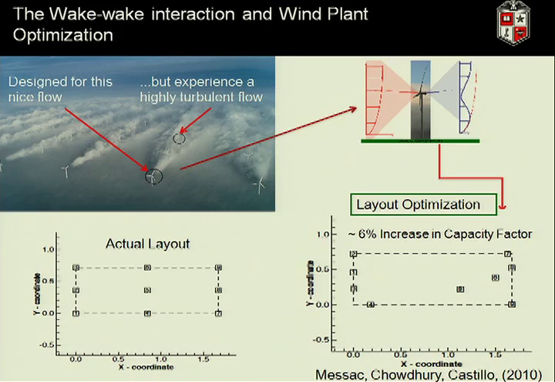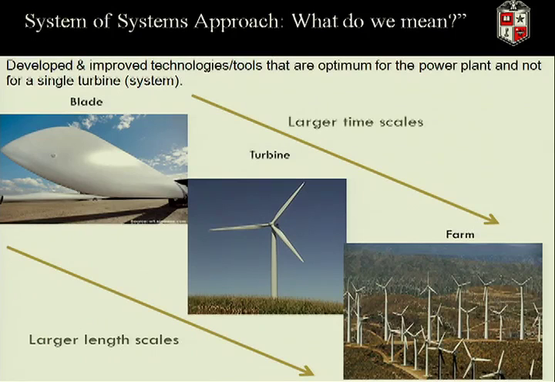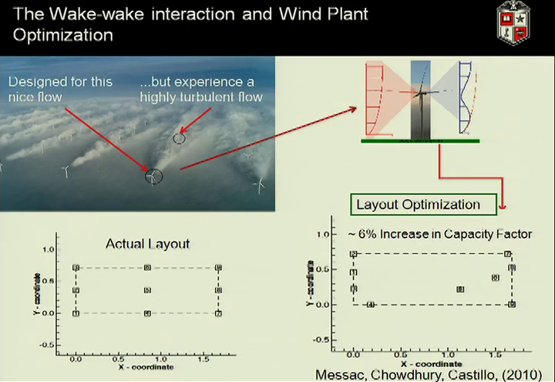And we did that. We actually did a wind tunnel experiment. I don't have it here. We actually did a wind tunnel experiment in which we basically took an array, scaled down, and we were able to increase the capacity factor by 6%.